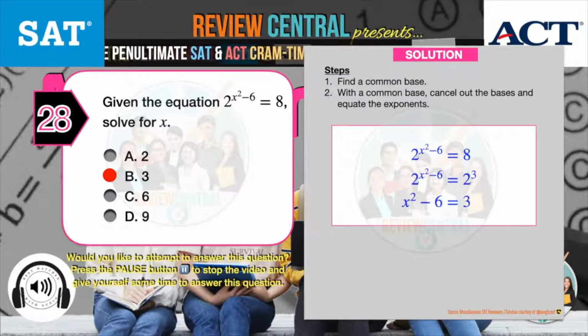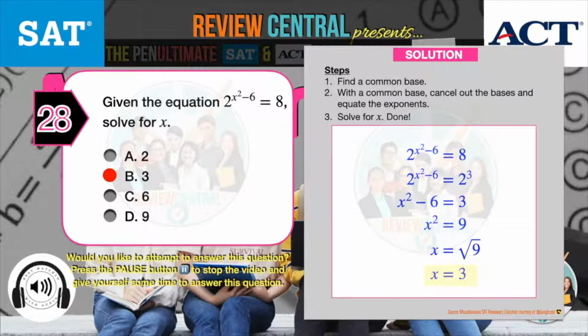Is it possible for us to somehow express the expression to the right, which is just 8, as an expression with base 2? Well, definitely. 8, of course, can be expressed as 2 cubed. That is, 2 times 2 times 2 equals 8. Now with a common base, we can simply cancel out the bases and equate the exponents. Our equation is now simply x squared minus 6 equals 3. From here we can already quickly solve for x and arrive at 3 as the correct and final answer.